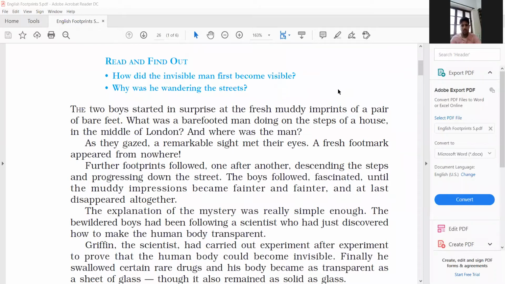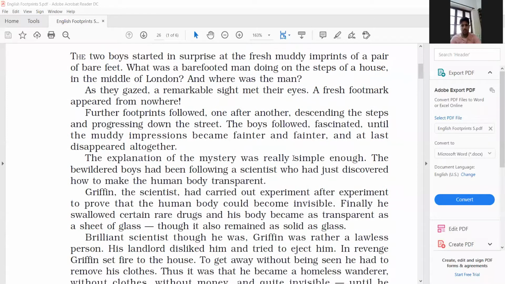The explanation of the mystery was really simple enough. The bewildered boys had been following a scientist who had just discovered how to make the human body transparent. So the explanation was very simple. The feet there belonged to a scientist who had discovered the formula to make the human body transparent, right? Invisible. They were following an invisible man, but they did not know. They're very surprised that we can see the footprints, but we can't see the man.